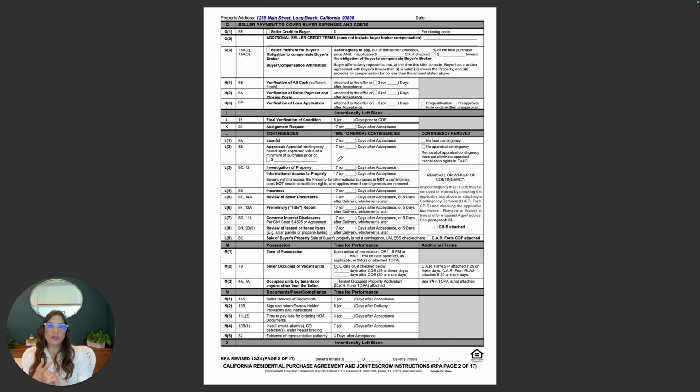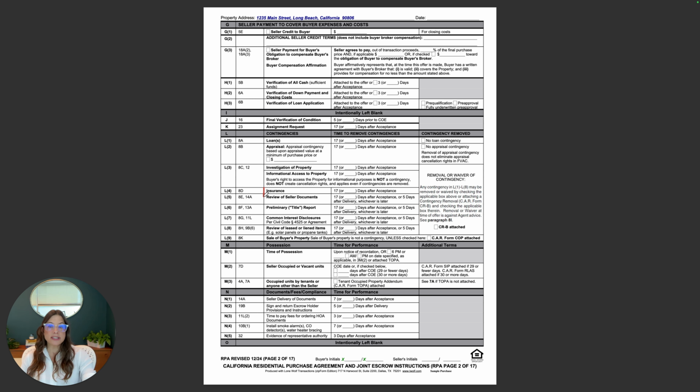If you're buying a condo, there's no need for a sewer scope because the sewer line is part of the HOA responsibility. Termite is also 99.9% of the time the HOA responsibility, and they have their own schedule for termite inspections and termite work, okay? Under this investigation of property, there's also insurance, review of seller documents, common interest disclosures, and review of leased or liened items, and I'll go through this one by one.